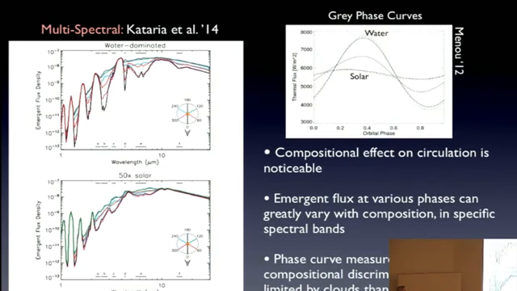Since then, this has been done much better using this multispectral code. And I think, again, Tiffany Kataria and collaborators have shown that you should be able to discriminate the composition of the atmosphere of GJ 1214b, and more generally mini-Neptunes and super-Earths, by using infrared phase curves, if you're able to get them.